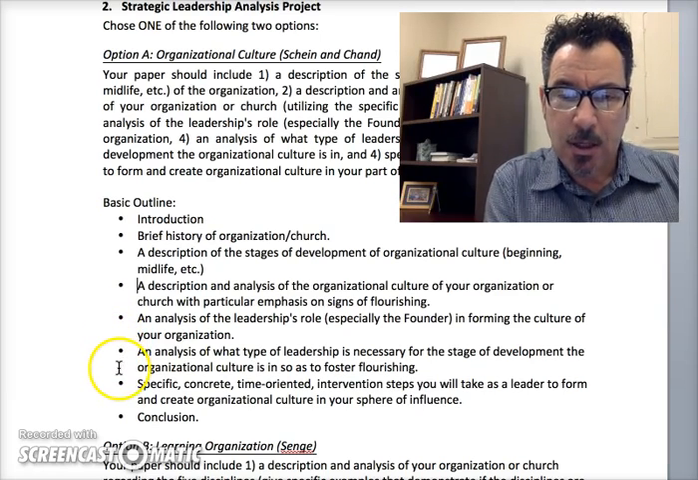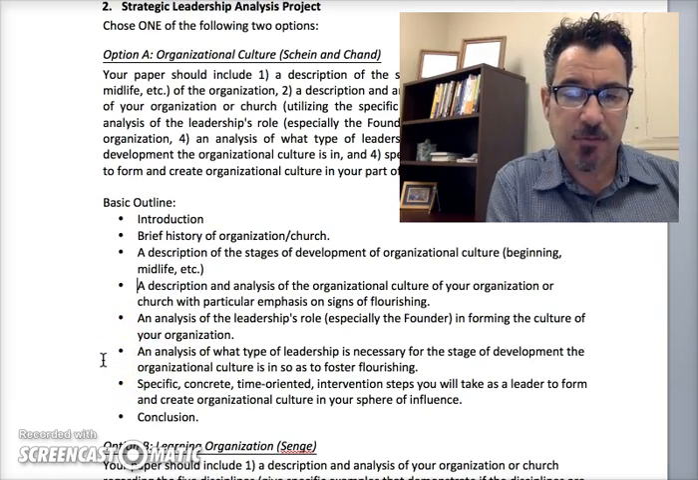Okay, an analysis of what type of leadership is necessary for the stage of development the organizational culture is in.